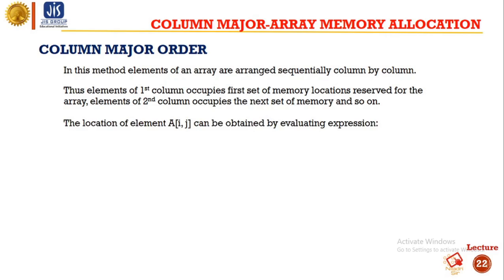The location of element A[I][J] can be obtained by the following expression. Okay, so the expression is location A[I][J]. The formula is base address plus W(N J plus I). So basically in our previous example, in the case of row major, we have seen the formula was base address plus W(M I plus J), but in this case it is the opposite. So it is W(N J plus I).